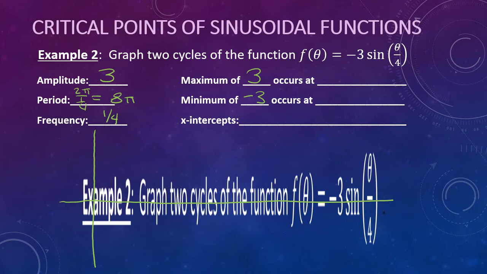So 3 and -3. I'm going to count up 3, and that's going to be my maximum based on my amplitude. I'm going to go down 3, and that's going to be my minimum based on my amplitude. I look at my function. It's a sine function. Sine always starts on the midline, so I'm going to locate my starting point.